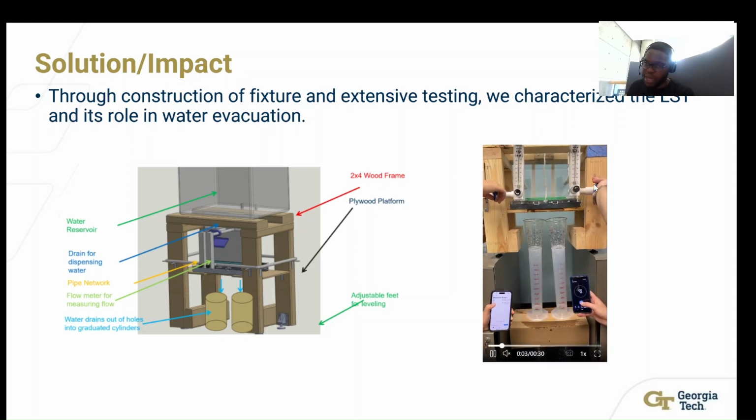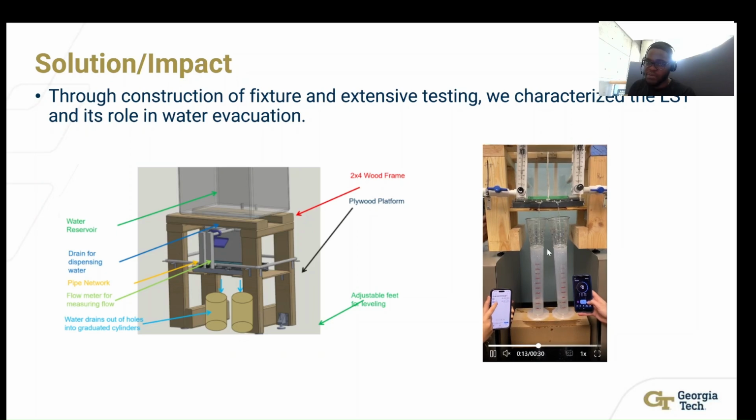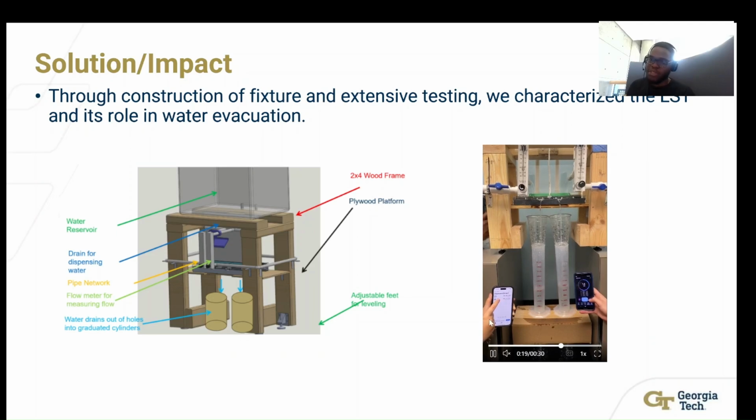So here we're opening the pipe network, and as soon as we open it, the flow rates, which have already been set before opening the network and which control the flow at which the water leaves, let the water flow through the system, both the LST and the non-LST side, and exit right here into the graduated cylinders. And we're able to record factors such as the startup time and the reservoir height, which I'll get into on the next slide.